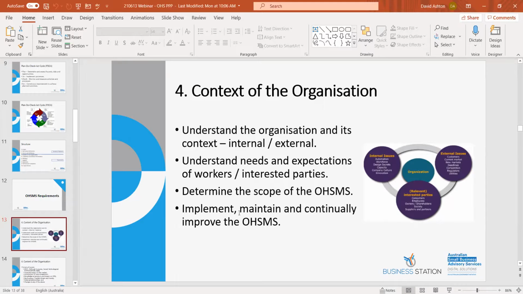You need to determine the scope of the system. So, if you have multiple sites, is it only going to apply to one site or all of it? And then you need to implement, maintain, and continuously improve the standards and the policies, procedures, and work instructions that you may very well put in place.